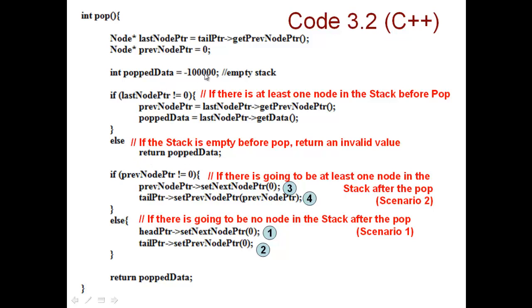So pop data would not have changed if you did not go into the if block. So it is initialized to negative, say 100,000, then you can return that value to indicate to the user that that's an invalid pop operation. So you return from here from the function. Now, if the last node pointer is not null, that means the stack is currently not empty, there's at least one node in the stack.